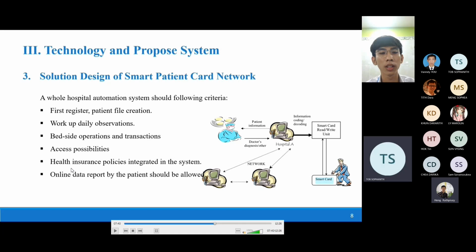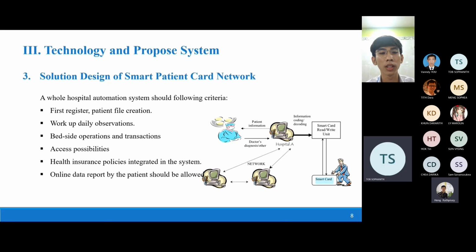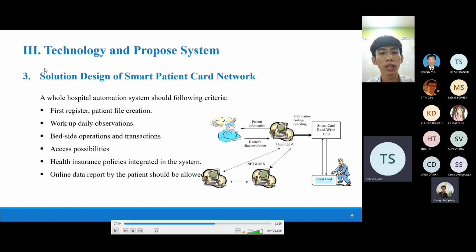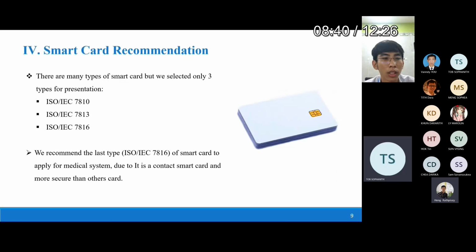Okay, maybe I just ask one question, since I think you didn't clearly understand the scenario of how it actually works in the real case. Maybe I will ask your recommendation here. So you recommend the last type of smart card. Can you explain more why you choose the last one? Why did you say that it is more secure than the others?